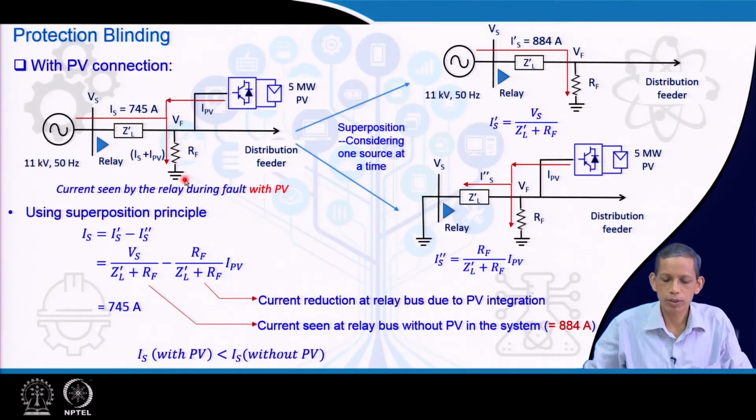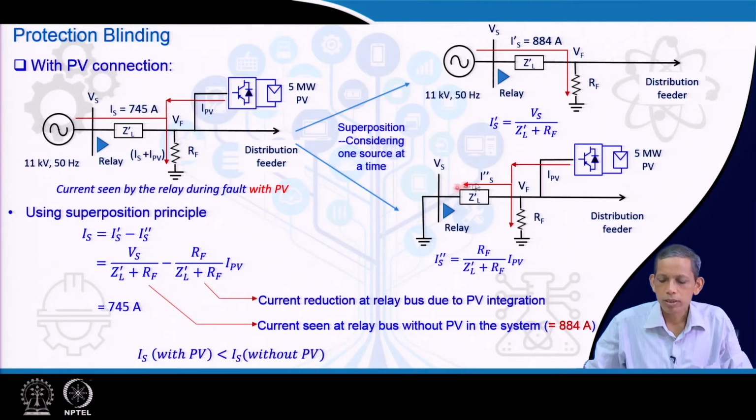Now, what happens? We would like to analyze. This can be analyzed considering each source. The superposition theorem we can apply, and let us say first our conventional grid side. The grid side path we have already analyzed in the earlier slide. In such a situation we designate IS dash equals to Vs upon Zs dash plus Rf, the same fault point.